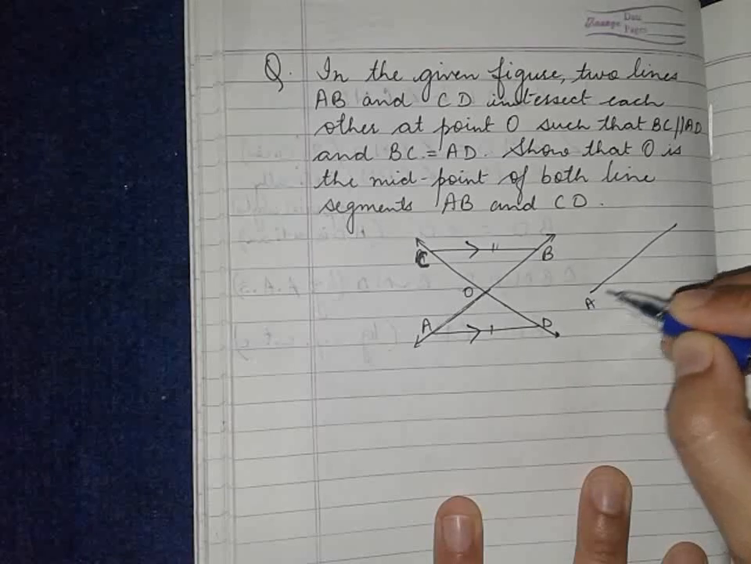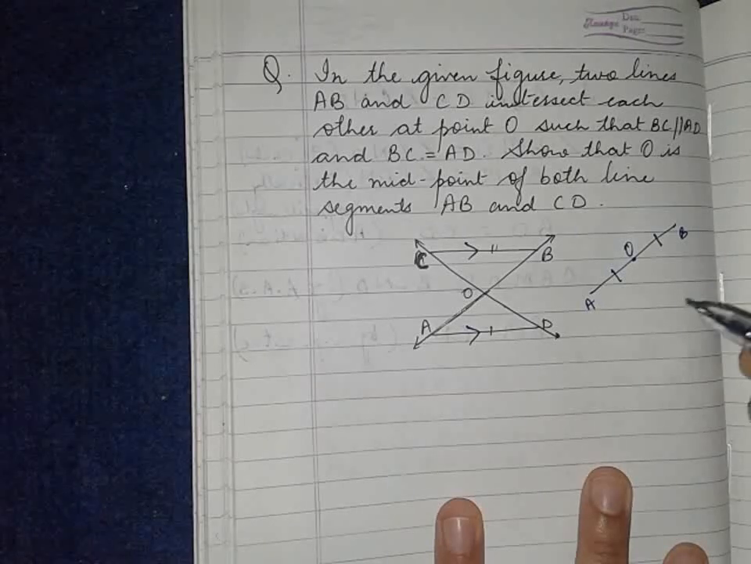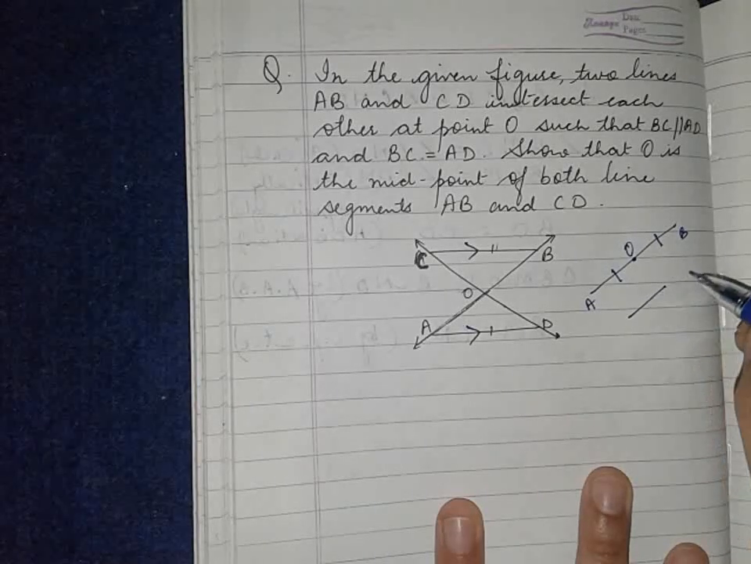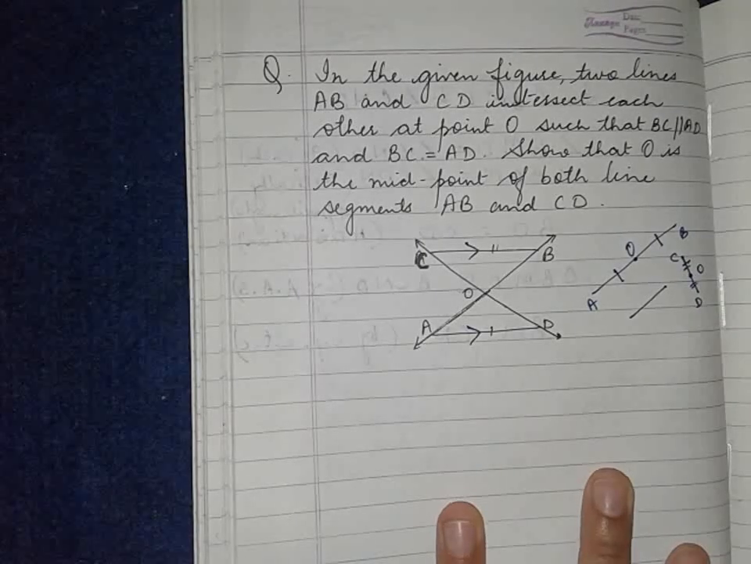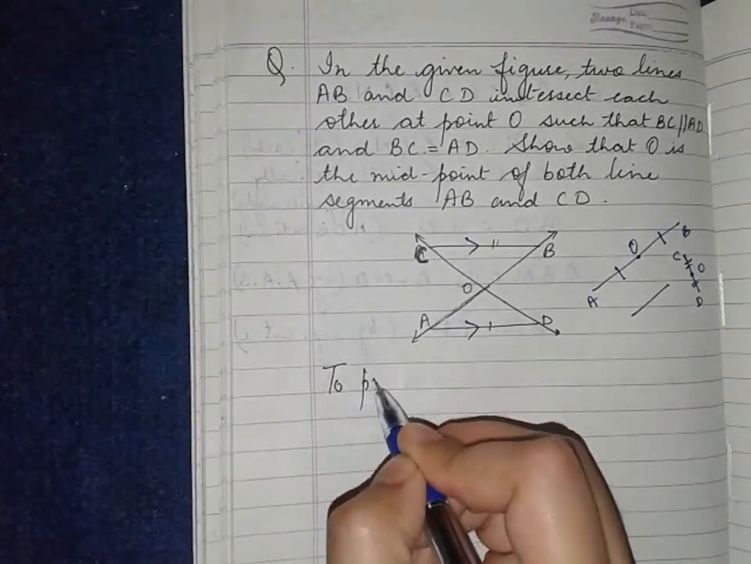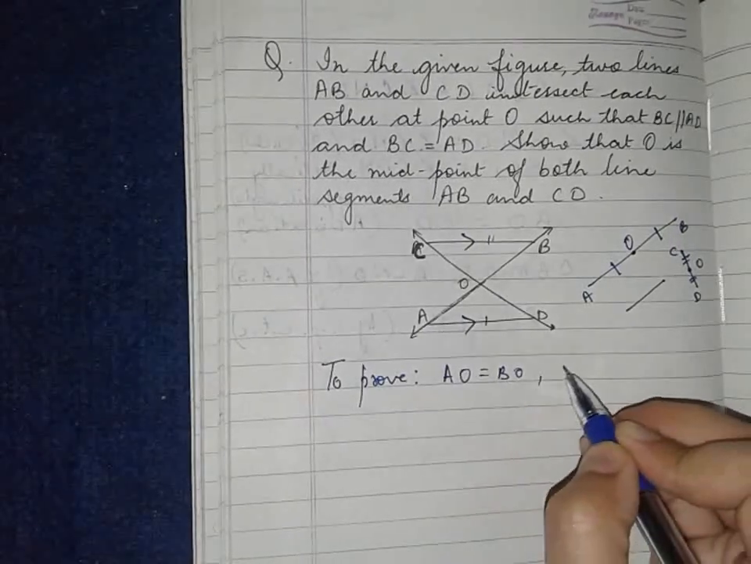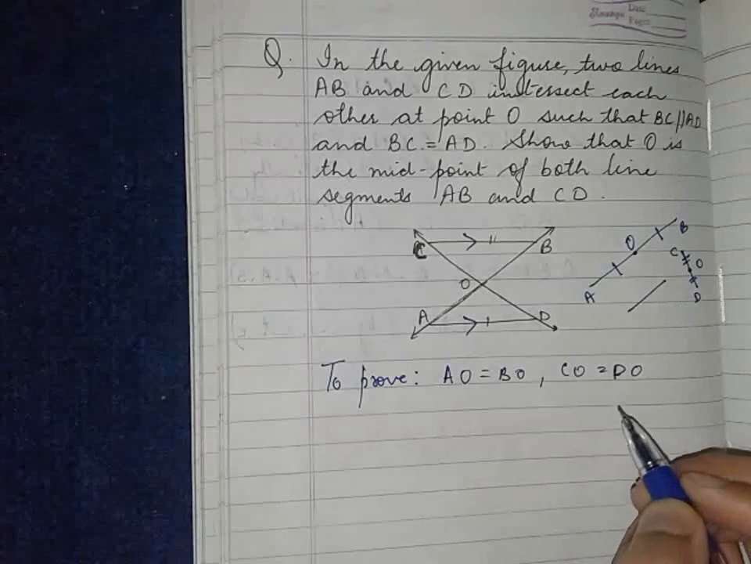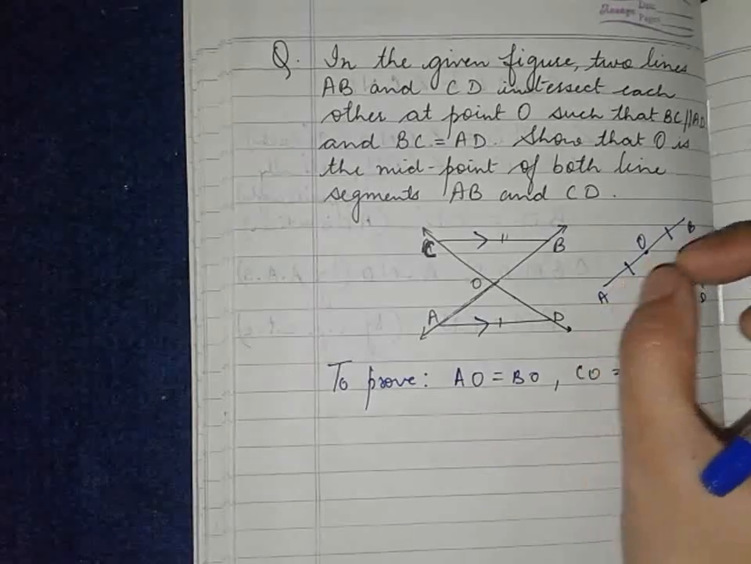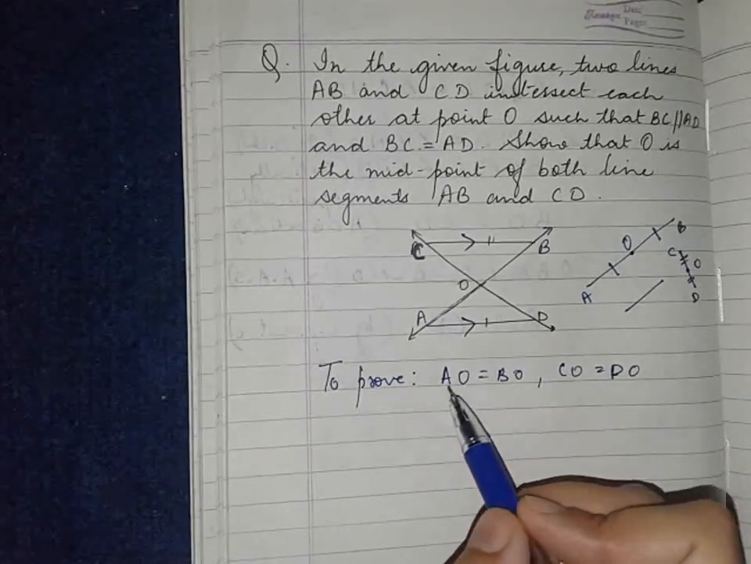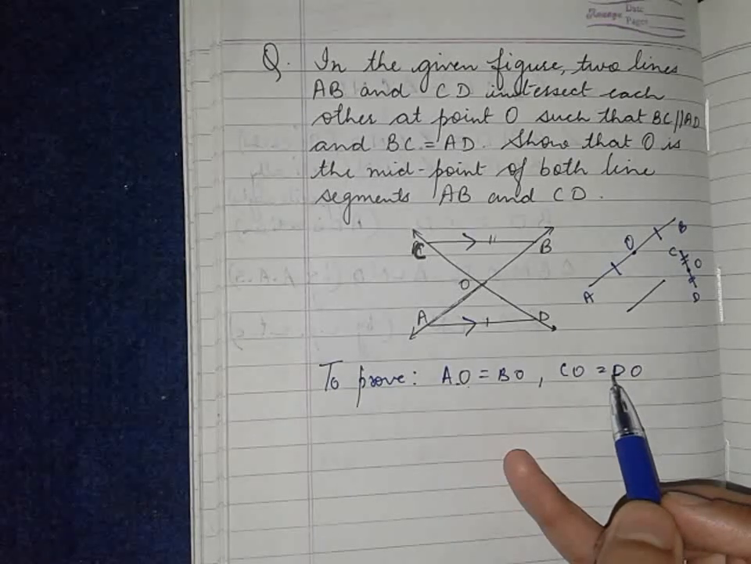O is the midpoint means if AB is a line and O is a point on it, O will be the midpoint if these two sides are equal. And another line is CD here. O will be the midpoint of CD if these two parts are equal. That is what we have to prove. First write down to make it clear and easy to prove: AO is equal to BO and CO is equal to DO. If we prove this, it will be proved that O is the midpoint, that it is dividing them into equal parts. So now look for triangles which contain AO, BO, CO and DO and prove them congruent. Then these sides will be equal by CPCT.